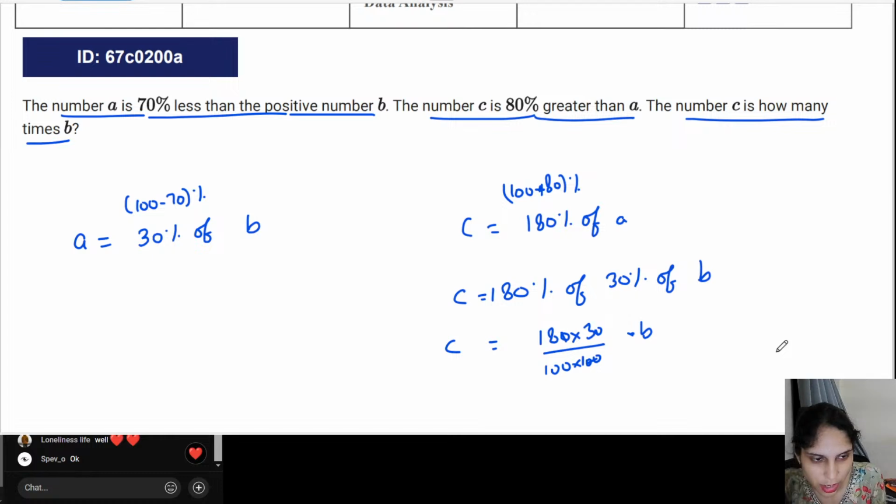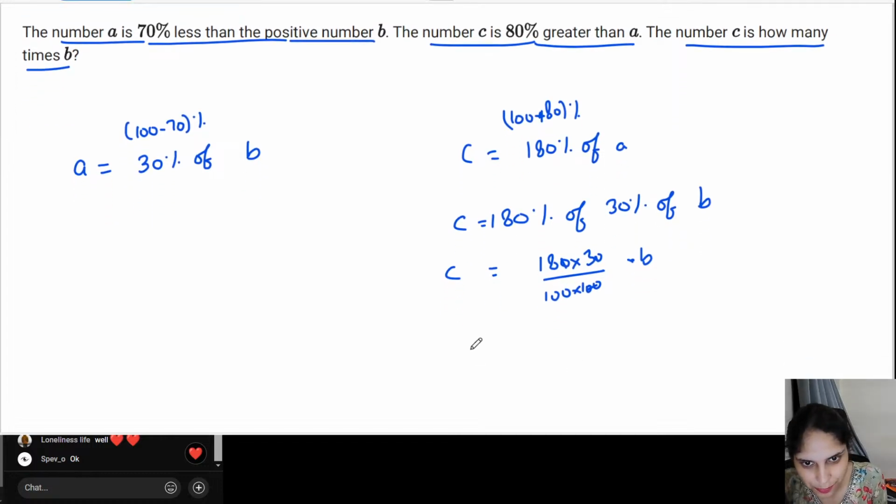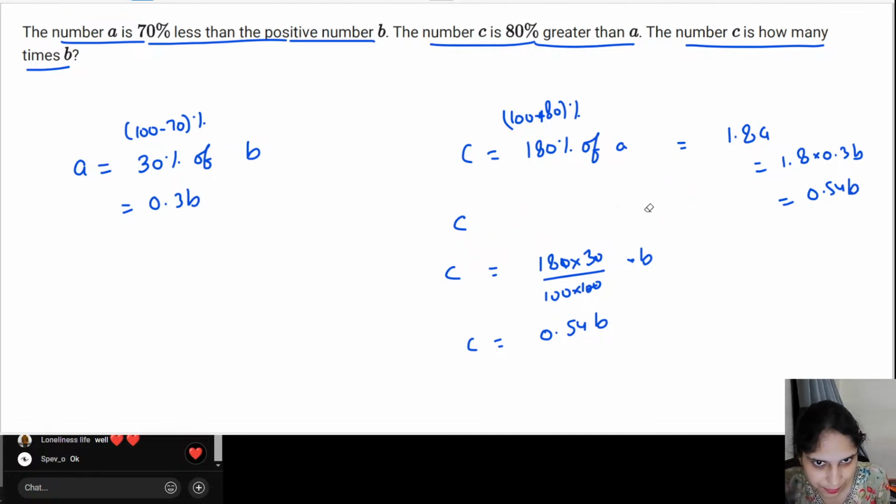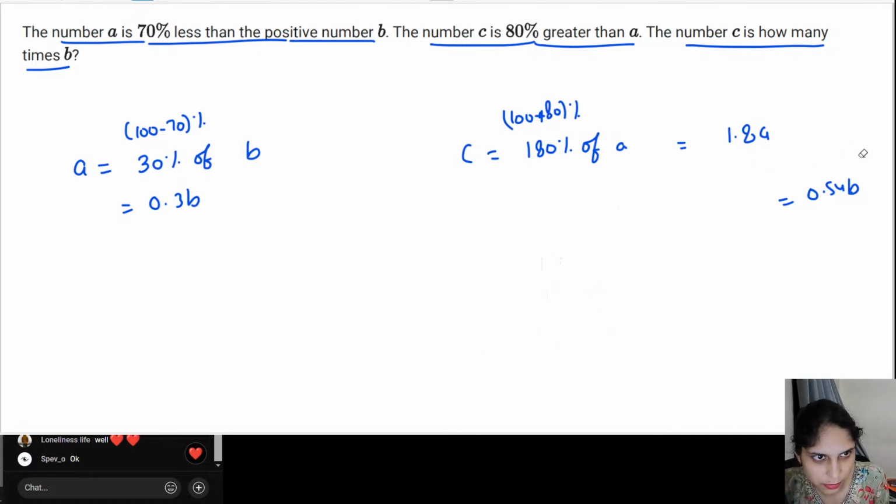You can cancel the zeros. 18 times 3 is 54. So C is 0.54 times B. You can also write this as 0.3B. This is 1.8A and 1.8 times 0.3B. Then also you will get 0.54B. And I would prefer that method, because 180% is 1.8A and A is 0.3B.